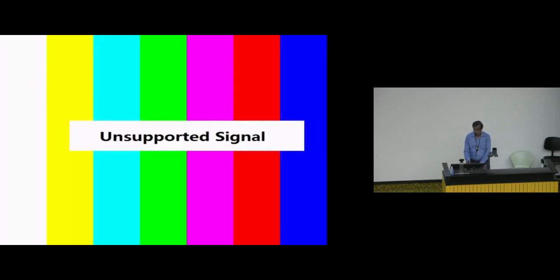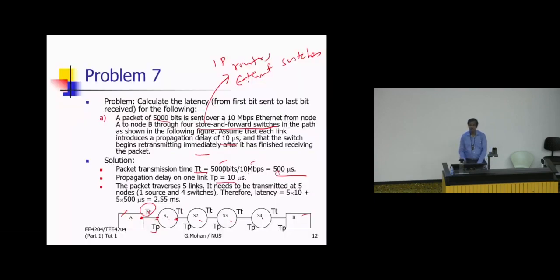Now, after this TT plus TP, when the last bit is received, the switch will start transmitting on the next link. So again, it will transmit bit 1, bit 2, bit 3, up to bit 5000. So it takes another TT to transmit 5000 bits. And again, the last bit will be transmitted at time TT. That last bit will travel. It takes TP to reach S2. Only after receiving the last bit, S2 will start transmitting on the next link. So this will continue.